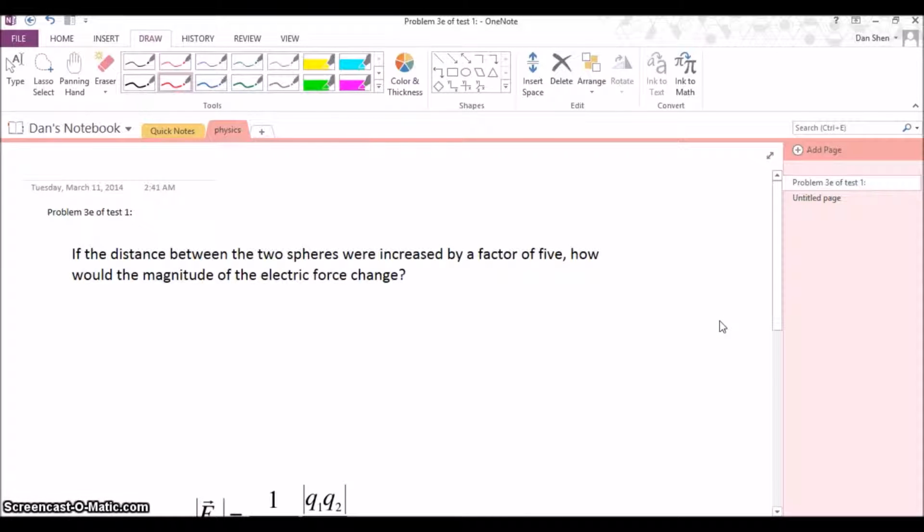Hi, so this is a review and guide to show you how to do problem 3E of test 1, and I found this problem to be a little bit challenging because at first I thought you need to use a lot of numbers to actually plug in and solve for the ratio, but in reality you only use variables, and that's why I thought it was a little difficult.